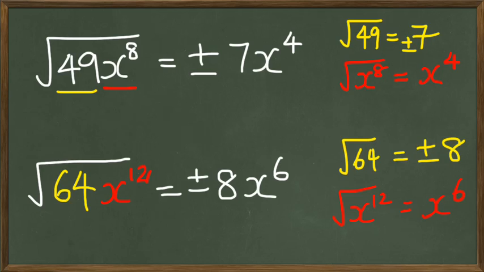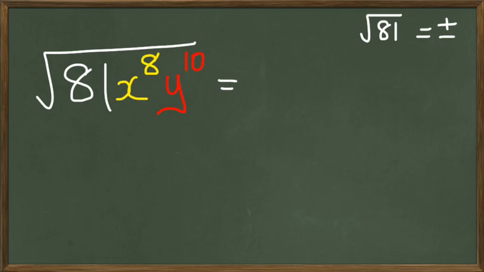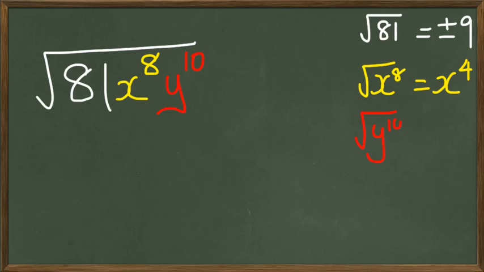So, what happens when you have a number and two different variables? Well, nothing changes. These rules still apply regardless of how many numbers and how many variables you have. So for our last problem, we are going to have the square root of 81 x to the power of 8 y to the power of 10. Now, we know that the square root of 81 is equal to plus or minus 9. And the square root of x to the power of 8 is half of 8, which is 4. And the square root of y to the power of 10 is, well, half of 10 is 5.